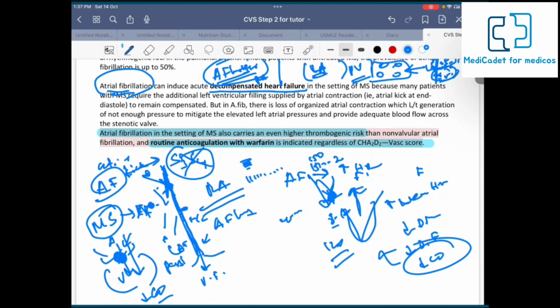So the cardiac output decreases even more in MS patients with atrial fibrillation. It's very bad, right? MS patients depend on the atrial kick for diastolic filling of the left ventricle, and with atrial fibrillation, even the kick is gone. So even the atrial kick is gone.